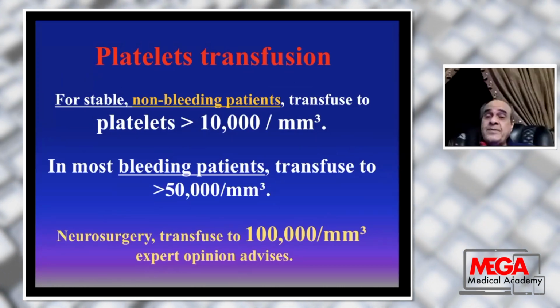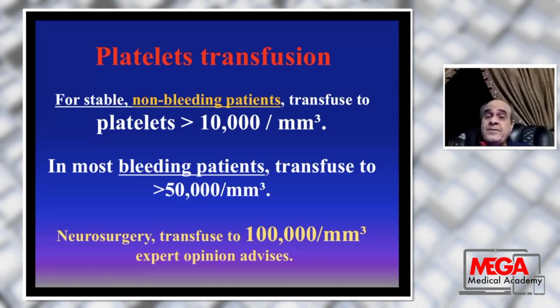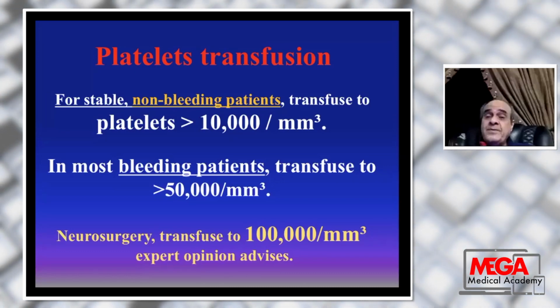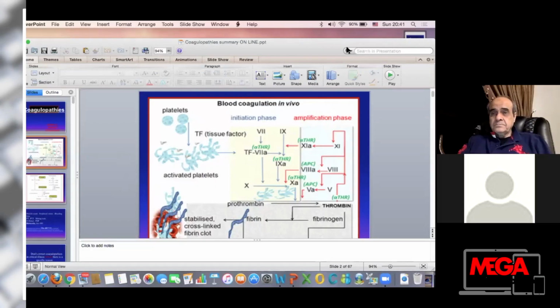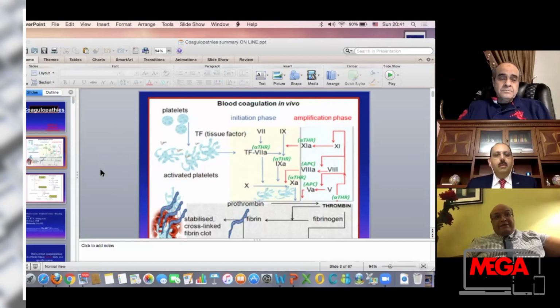In a non-bleeding patient, the threshold is 10,000 per transfusion of blood. If the patient is bleeding, in neurosurgery, of course, the threshold is higher. Thanks so much to Professor Samir for this very informative and helpful talk.